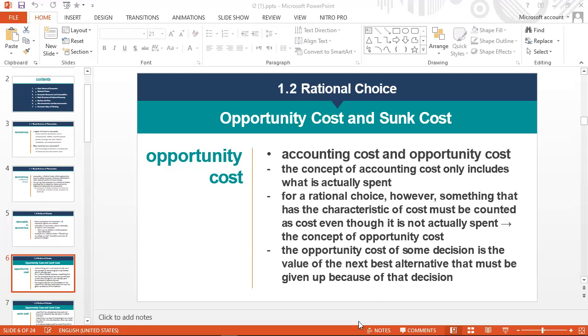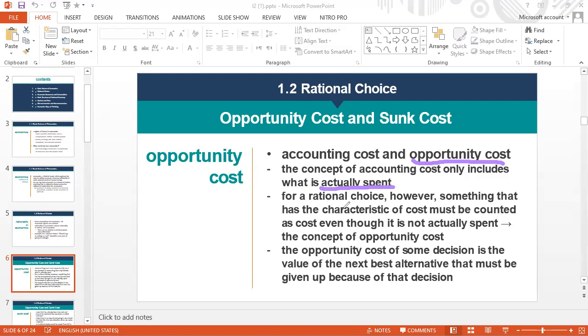But opportunity cost is considered as the second best alternative. So you have some costs of not going to college. You have a second alternative, like going to have a job with no college degree. This is called opportunity cost. The concept of accounting cost only includes what's actually spent.